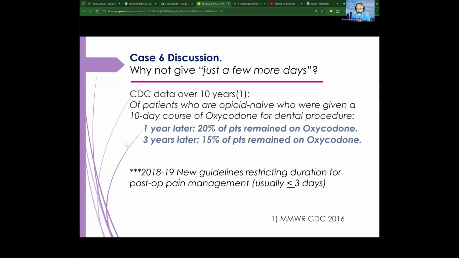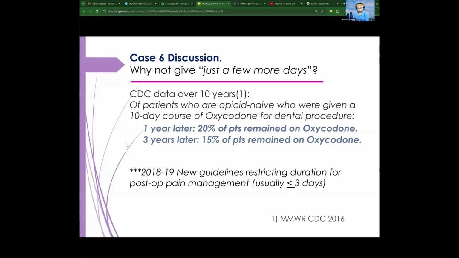Well, and hopefully everyone has seen this, but if not, this might be shocking data to you. Patients who are opiate naive who are given a 10-day course of oxycodone for a dental procedure, just for a dental procedure, 1 year later, 1 in 5 of those patients are still on oxycodone. And 3 years later, 1 in 6 of those patients are still on oxycodone.